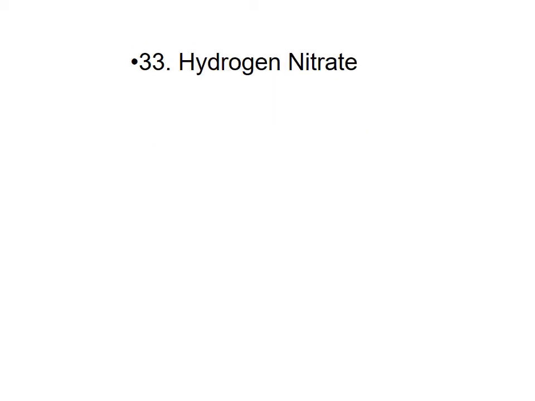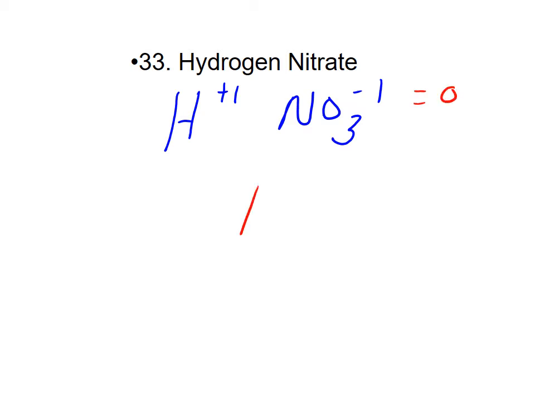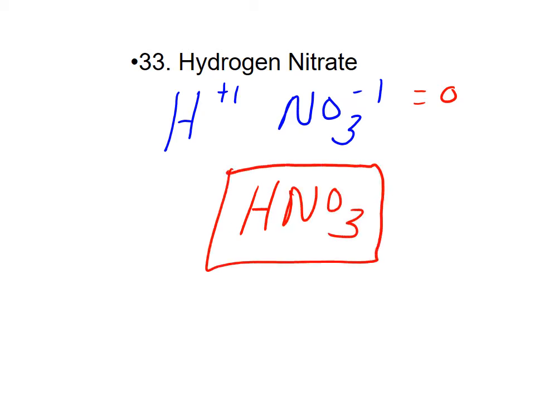On 33, we have hydrogen nitrate. So once again, hydrogen symbol is H, and oxidation is +1. Nitrate is NO3 -1. They add to 0, so we just put them together. H and NO3, hydrogen nitrate.